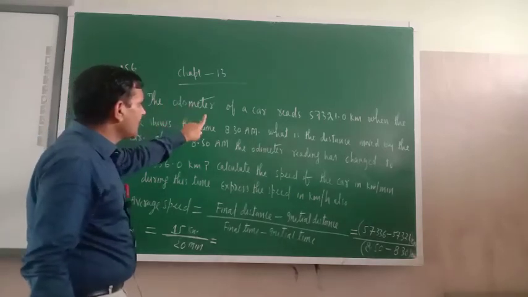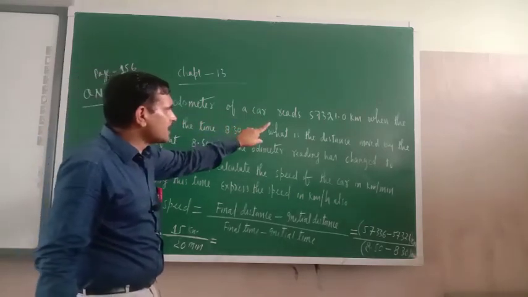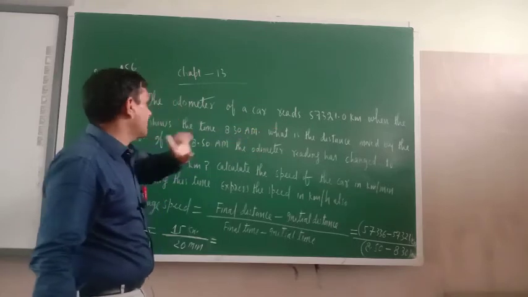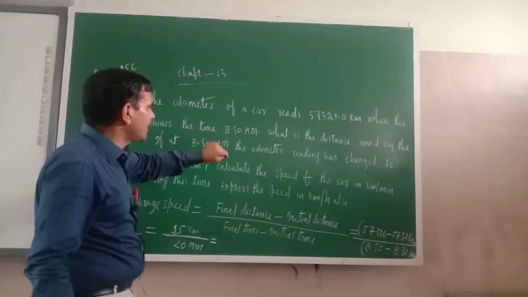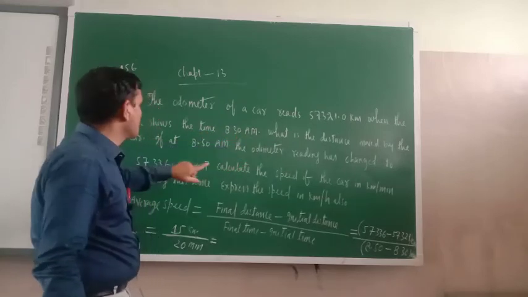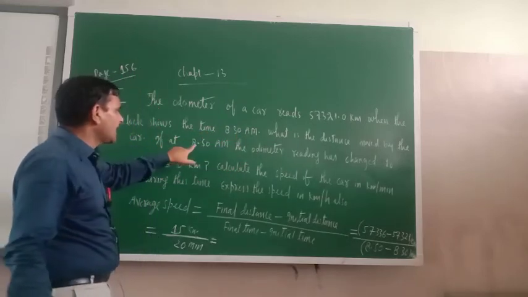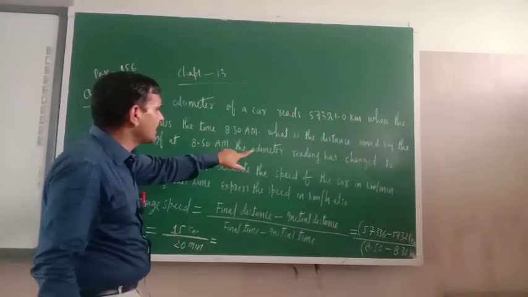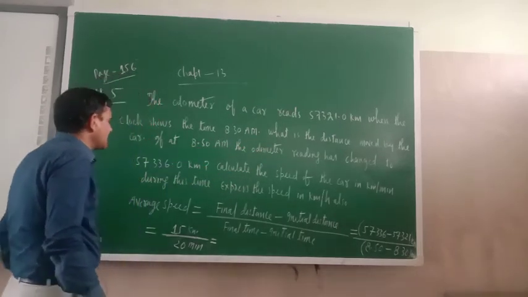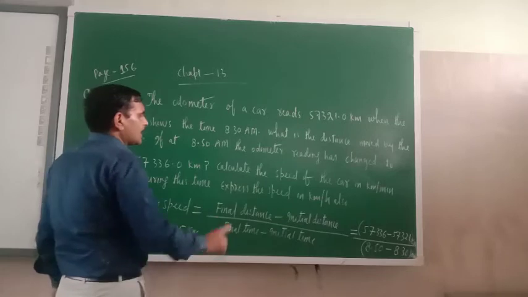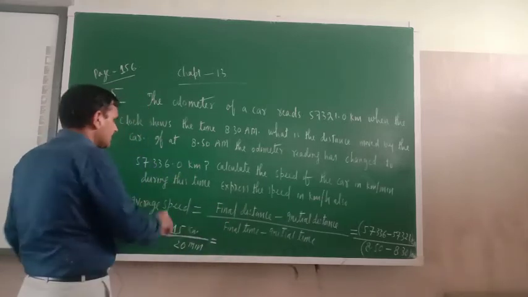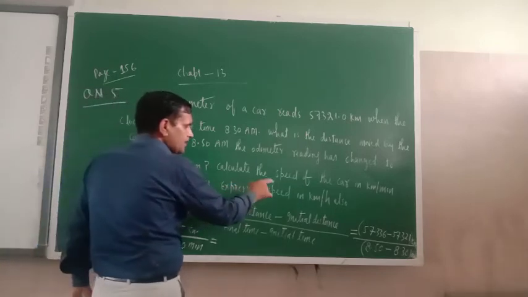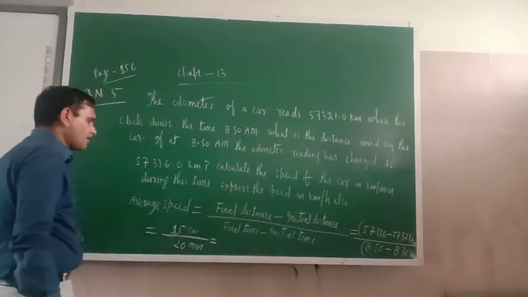The odometer of a car reads 57321 kilometer when the clock shows the time 8:30 am. What is the distance moved by the car if at 8:50 am the odometer reading has changed to 57336 kilometer? Calculate the speed of the car in kilometer per minute during this time. Express the speed in kilometer per hour.